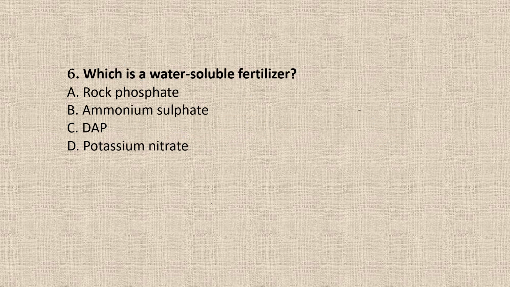Now sixth question is which of the following is water soluble fertilizer, right? Rock phosphate, ammonium sulfate, DAP, potassium nitrate. So let me just modify this question according to the option which is not water soluble, because three of them are water soluble. So first one is rock phosphate. This is a natural source of phosphorus, right? Natural source, but it is not used as fertilizer. Why? Because it is not water soluble. So this option we can eliminate. Now since the question is 'not', the first one will obviously be the answer.